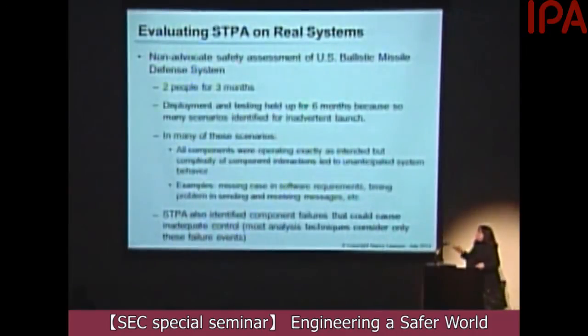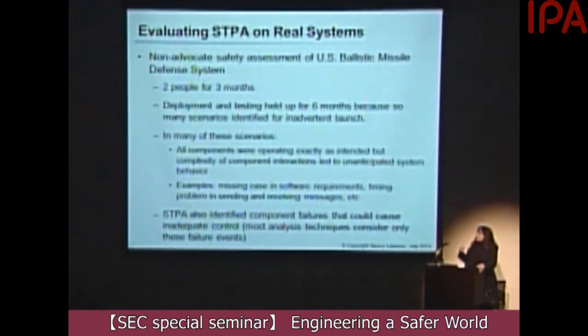In many of the scenarios, just as we predicted, all the components were operating exactly as intended by the designers of those components, but the complexity of the interactions led to unanticipated system behavior. For example, we found a missing case in the software requirements. There was a situation that if the operator happened to do something, at the same time certain information came in from the radars, it would inadvertently launch. It would launch an interceptor, and if that radar information was because of a 777 or something else, that would have been bad news.